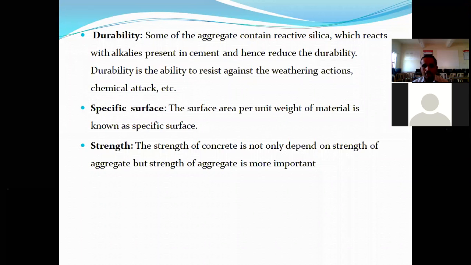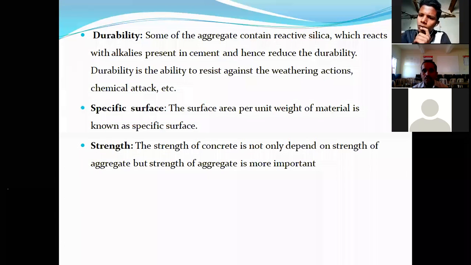Specific surface. The surface area per unit weight of the material is known as the specific surface. Specific surface area will affect the requirement of water for the mixing of the aggregate. The aggregate having low specific surface area will require the minimum quantity of cement paste for the mixing. So aggregate with a low specific surface area is useful for the construction work.